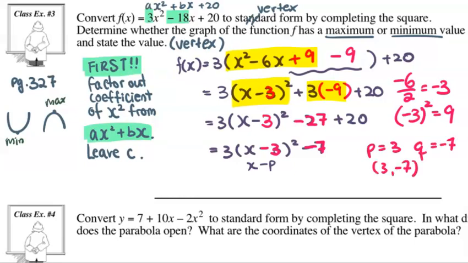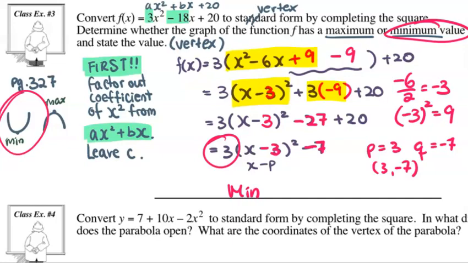The question is asking us for a maximum or minimum value. So we can see that this graph opens upwards. That's positive, opens upwards. That means I have a minimum value of -7.